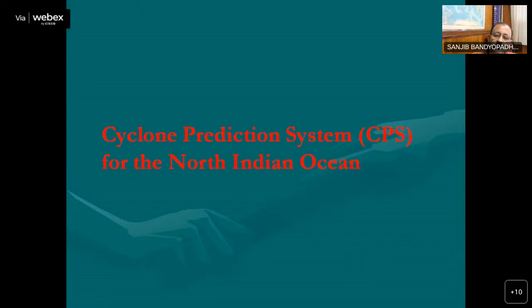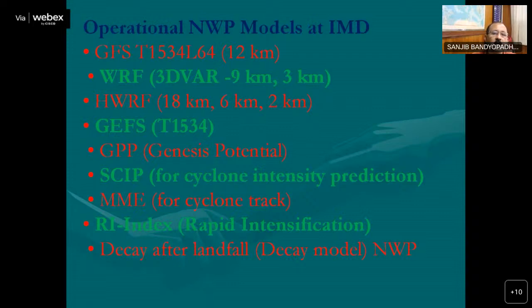Now we have a Cyclone Prediction System, what is called CPS, for the North Indian Ocean. First of all, what are the models we are using in IMD? The models I have read are GFS, WRF, HWRF, SIPC, GEFS, then GPP, SCIP model, that is mainly for the intensity prediction, and MME, that is used mainly for the track prediction.